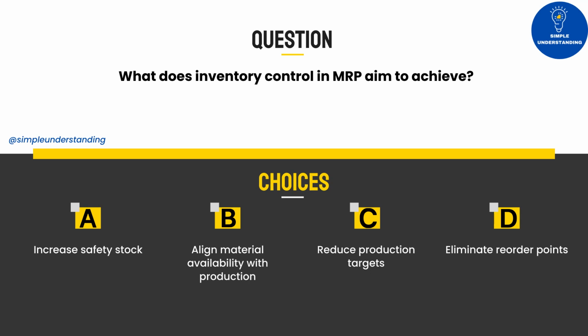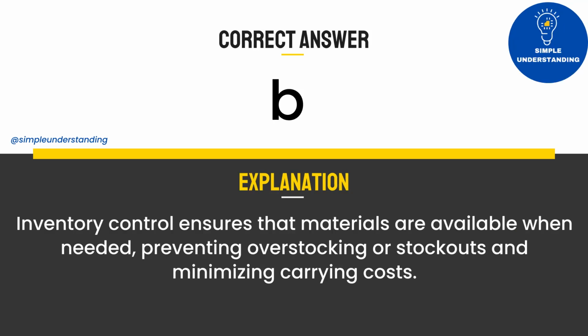5. What does inventory control in MRP aim to achieve? A. Increase safety stock. B. Align material availability with production. C. Reduce production targets. D. Eliminate reorder points. Answer: B. Explanation: inventory control ensures that materials are available when needed, preventing overstocking or stockouts and minimizing carrying costs.